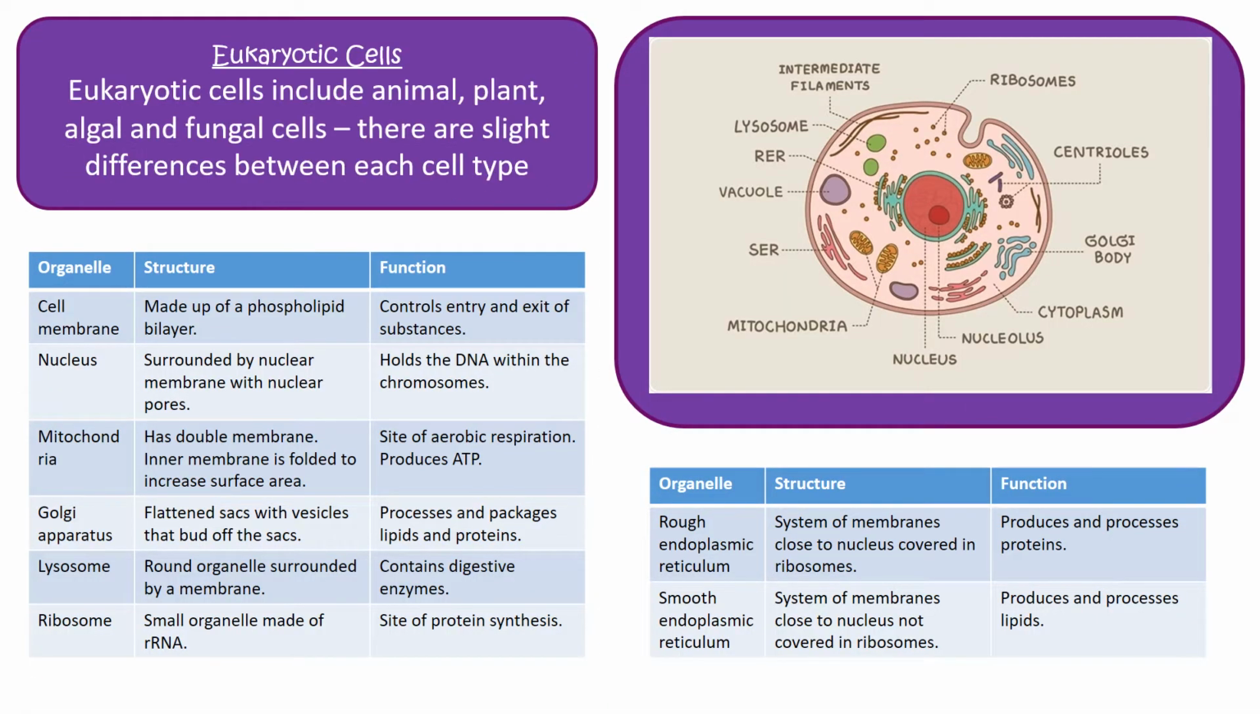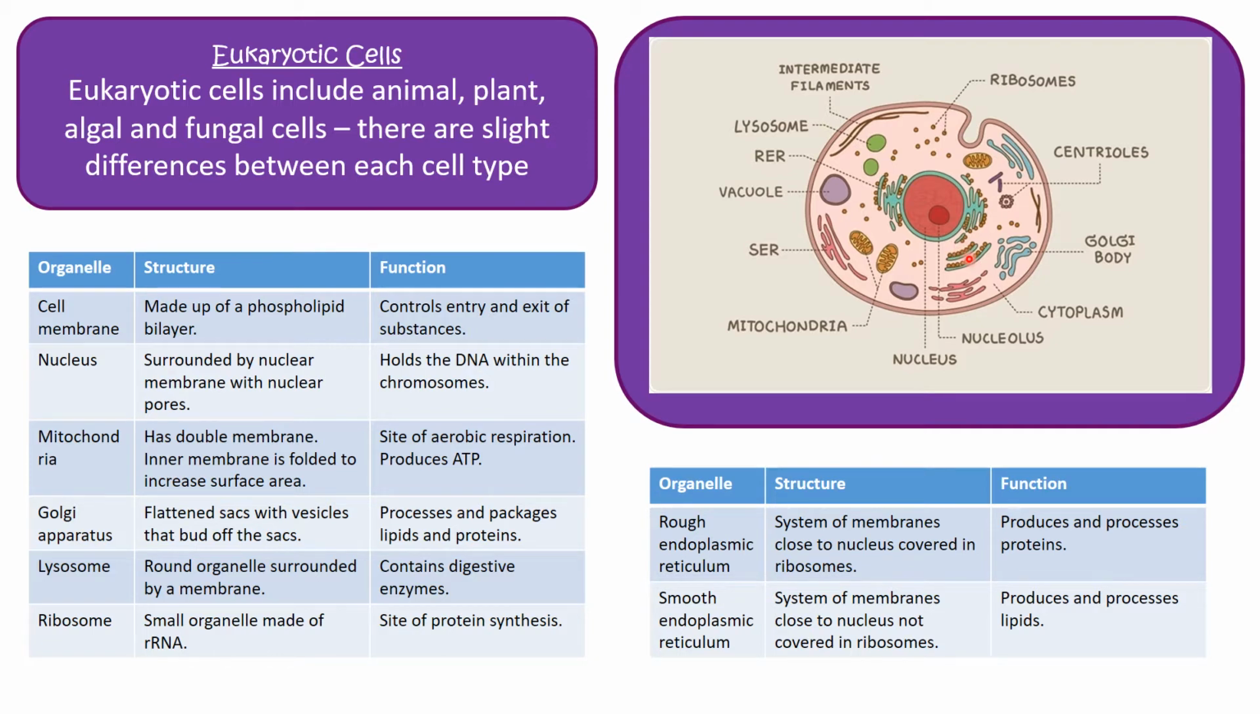What do we need to know about eukaryotic cells? Eukaryotic cells include animal, plant, algal and fungal cells. There's slight differences between each type of cell. In general, eukaryotic means true nucleus, so the cell has a nucleus. Any eukaryotic cell will have a nucleus that contains the genetic material. You can see we've got a labelled diagram here of all of the different components of the cells.